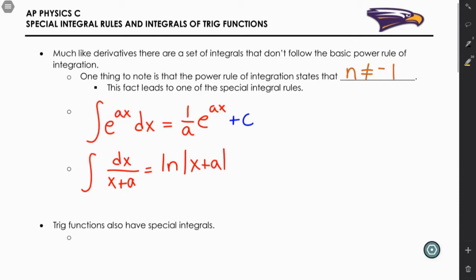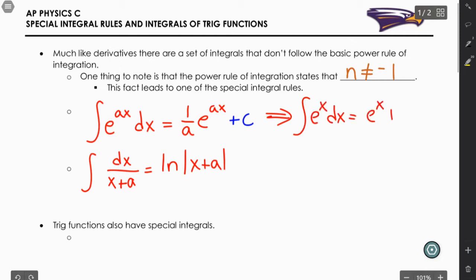So those are your extra integral rules. If I'm taking the integral of e to the x dx, my answer is just e to the x plus c. These are the most basic of these rules. If I'm taking the integral of 1 over x dx, or dx over x, that's simply the natural log of x plus c.